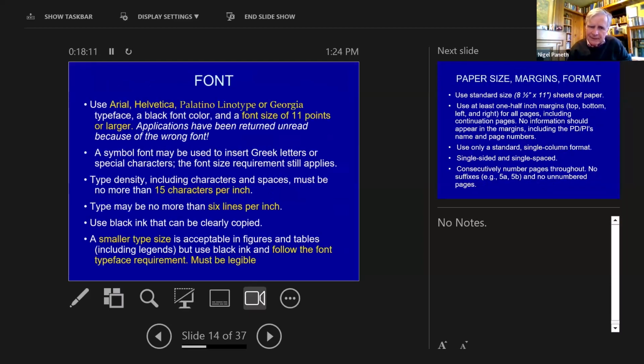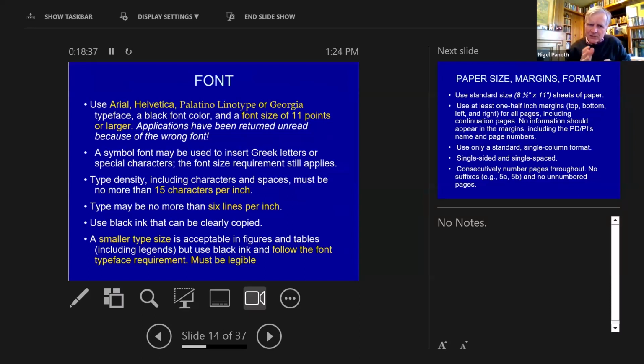Next slide. They recommend 4 different font types. You can use others, but they have to be a font size of 11 points or larger. I know of applications sent back unread because someone used the wrong font. Can you believe it? Yes, that has happened. And even with Greek letters or special characters, you still have to use the same font size.